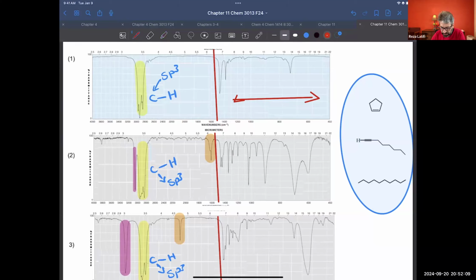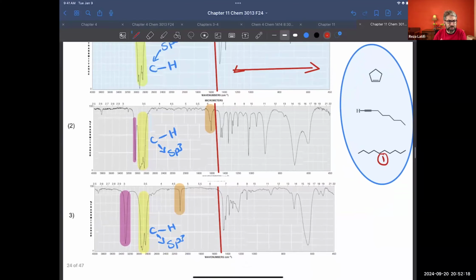My guess is going to be this: this is going to be the first compound, so the first spectrum belongs to that compound. Now I have 2 spectra, number 2 and 3. They look the same. The only difference between them is the position of the new peaks we got.